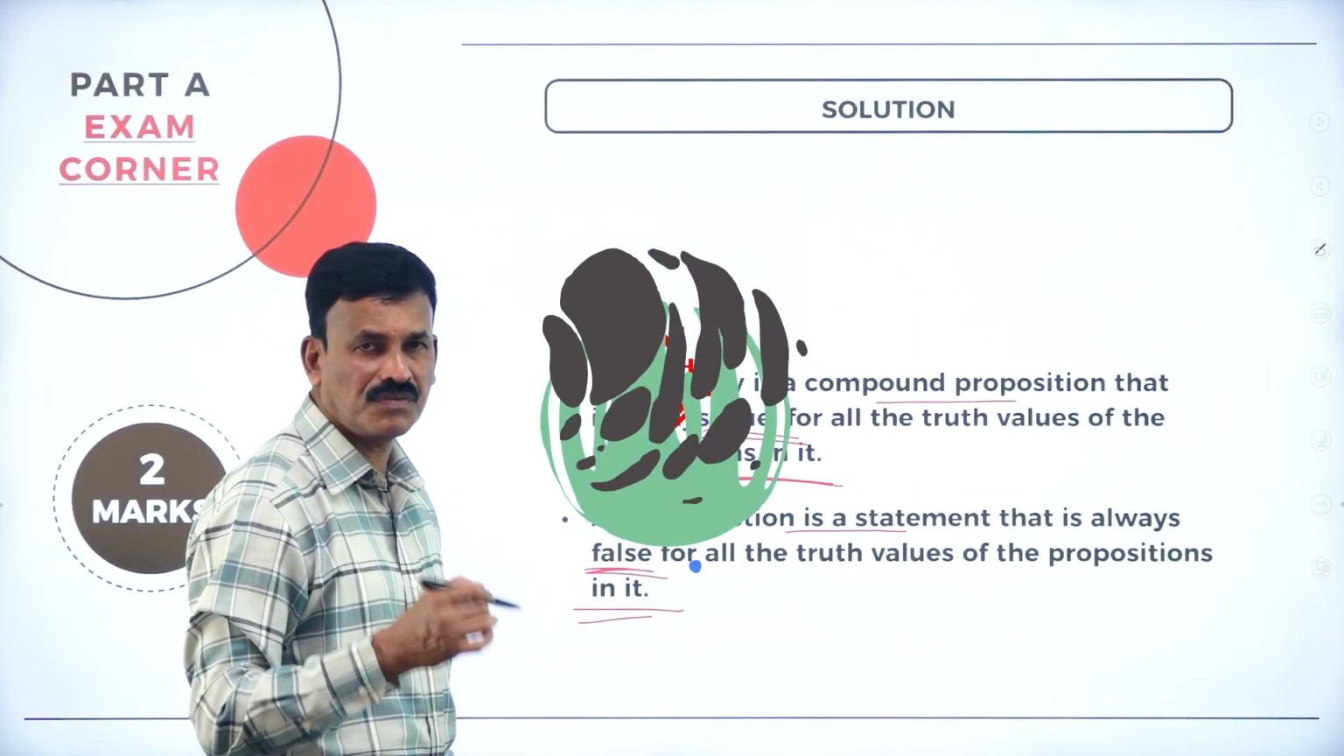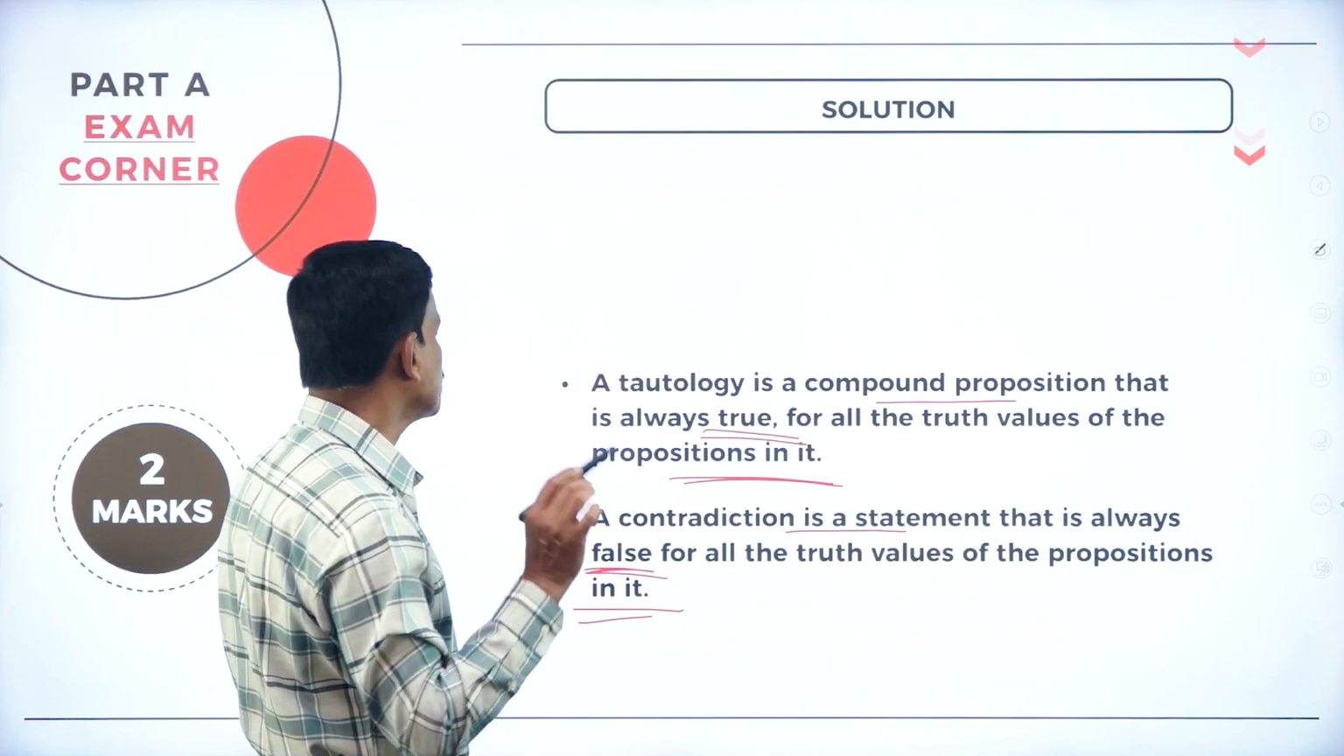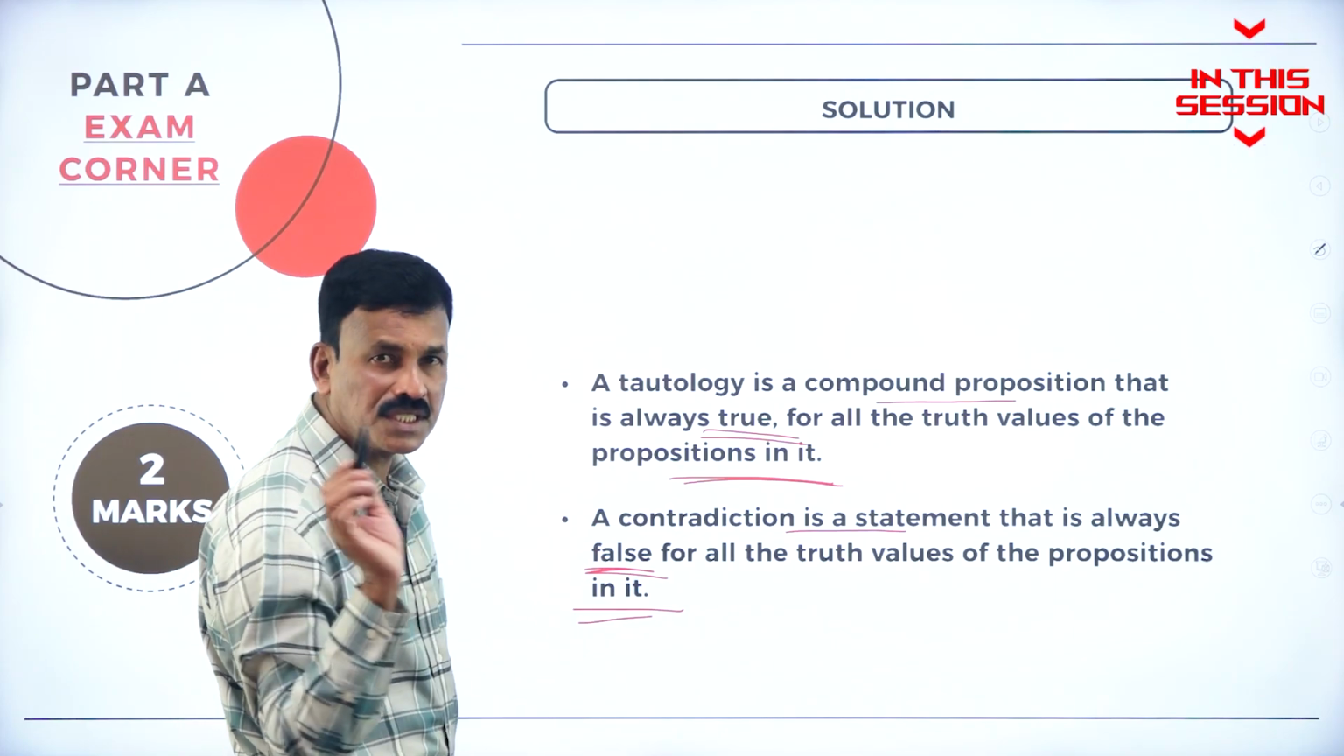For all the combinations, if it is false, then it is a contradiction. For all the combinations, if it is true, then it is called a tautology. That is tautology and contradiction.